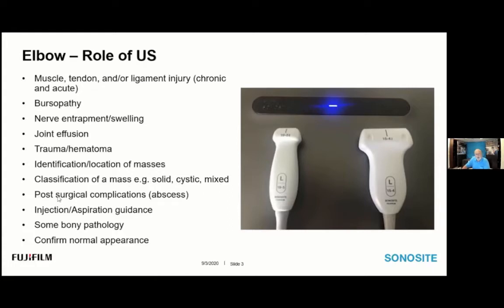We can assess post-surgical complications, in particular infection and abscess formation. We can guide injections, as well as direct the needle for aspiration. Bony pathologies such as extra-articular arthritic change we can see, as well as occasional appearances of fractures, and often overlooking them as being important, but highly important is just simply to be able to confirm the normal appearance of structures.